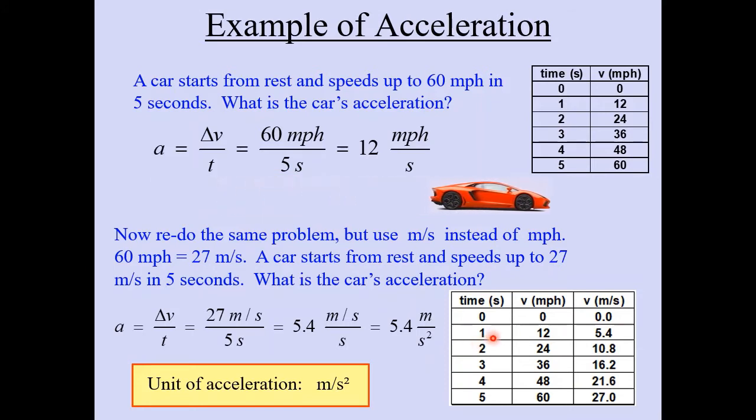So going back to our table now, again, we start at time 0. Our speed is 0 meters per second. After 1 second, remember our acceleration is 5.4 meters per second every second. So after 1 second, the speed is 5.4 meters per second. After 2 seconds, it's 10.8. We just add another 5.4. After 3 seconds, add another 5.4. We get 16.2. And after 4 seconds, 21.6. And finally, after 5 seconds, we arrive at our final speed of 27 meters per second.